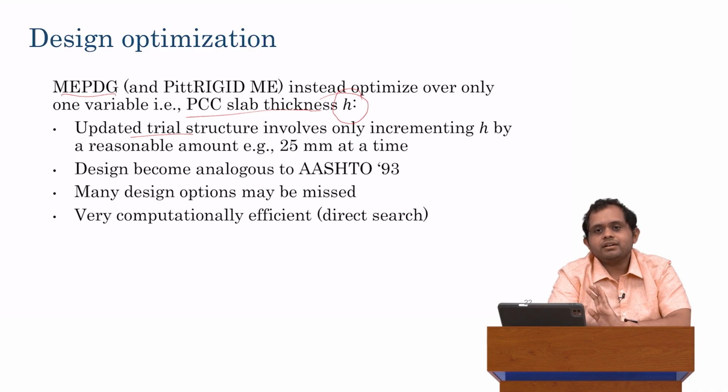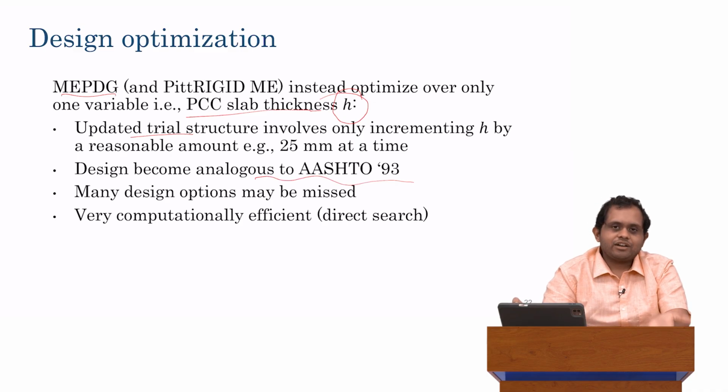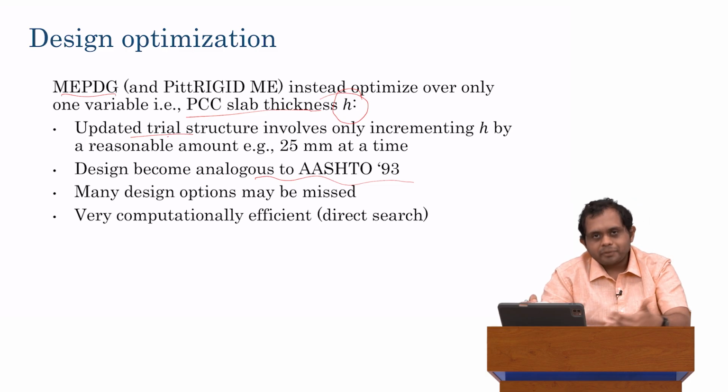One input is varied, which is the thickness of the surface. And so this is now an analogous design to ASH 93. After all, ASH 93 is going to give you one output, which is the thickness of the PCC layer. The way pavement ME does its optimization, that's also the only output. Everything else is a fixed input. The only thing it's going to figure out is what is the thickness of the surface layer that you're going to have to use.